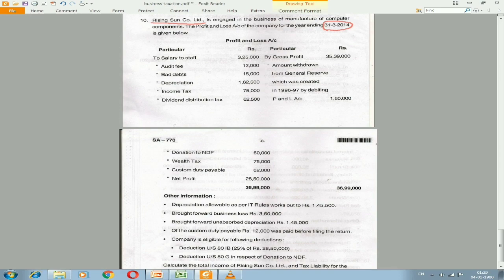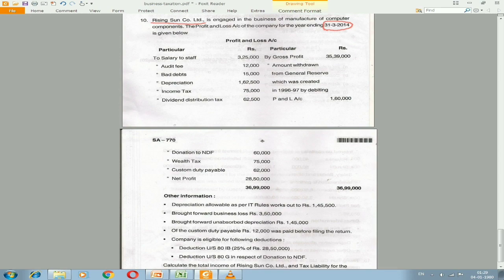Depreciation allowable as per IT rules works out to rupees 1,45,500. Brought forward business loss of rupees 3,50,000. Brought forward unabsorbed depreciation rupees 1,45,000. In these two they have given loss amount. So these loss amounts should be deducted from the respective income while doing total income. That is the second step. Next point is the custom duty payable, rupees 12,000, was paid before the filing of return.